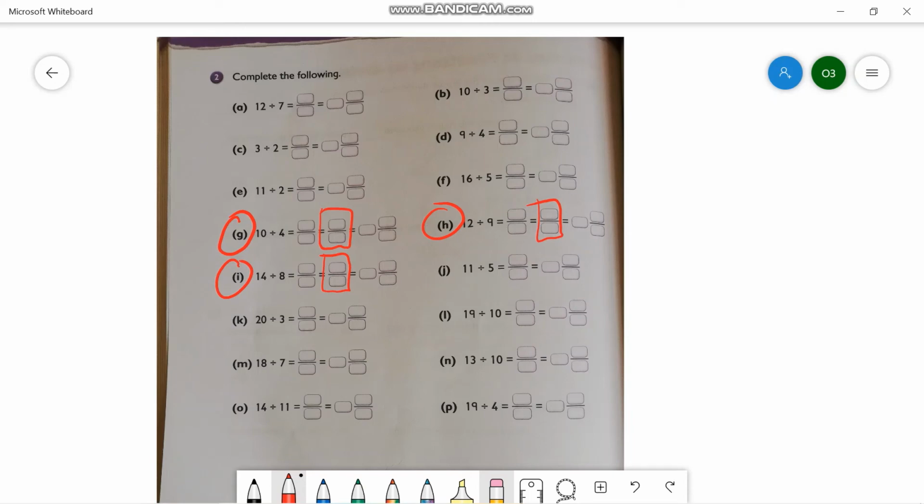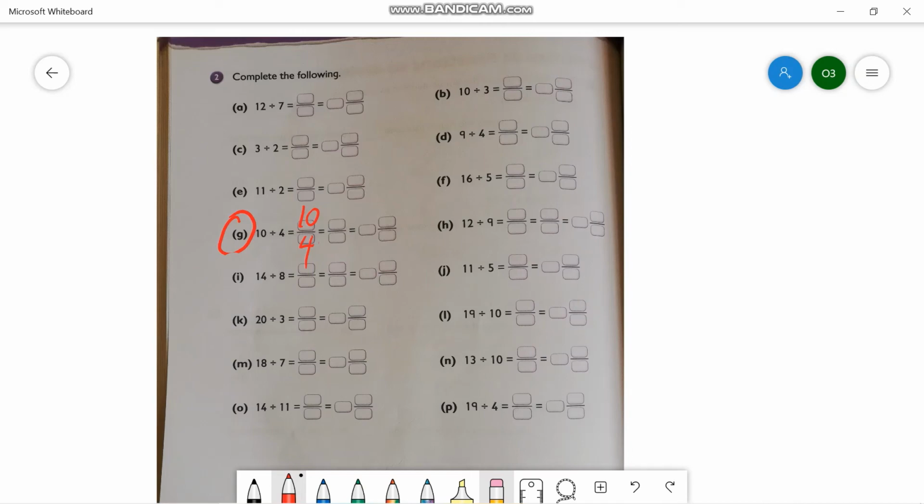So let's start with letter G. So I'm going to erase this one first, and then we will get back to those questions. Okay, so let's start with letter G. 10 divided by 4, it means 10 over 4. So let's write 10 over 4. So 10 over 4 can be simplified because we can find a common factor for 4 and 10.